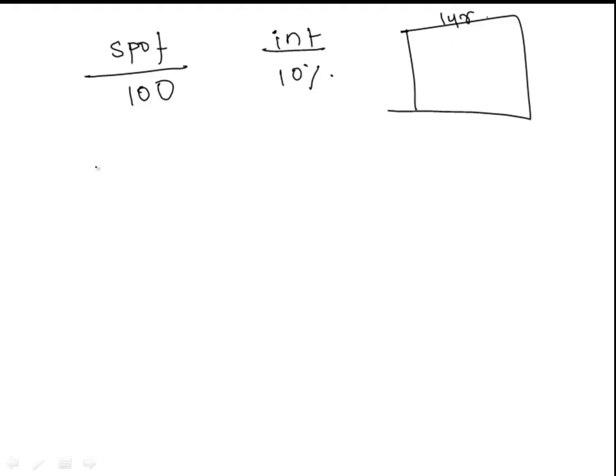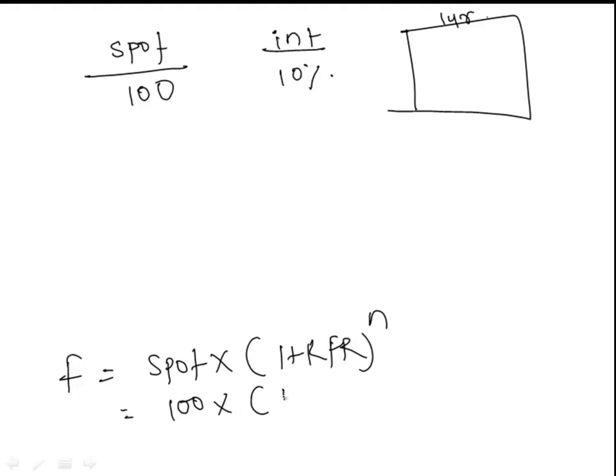So the formula that we've already discussed is that forward price should be equal to spot into (1 plus RFR) raised to n. So in this case it becomes 100 into (1 plus 10%) raised to 1, that means forward price is 110. Now this 110 would be called a no arbitrage price. At 110 there would not be any arbitrage opportunity. If the price is more than this or less than this, there would be arbitrage opportunities available.